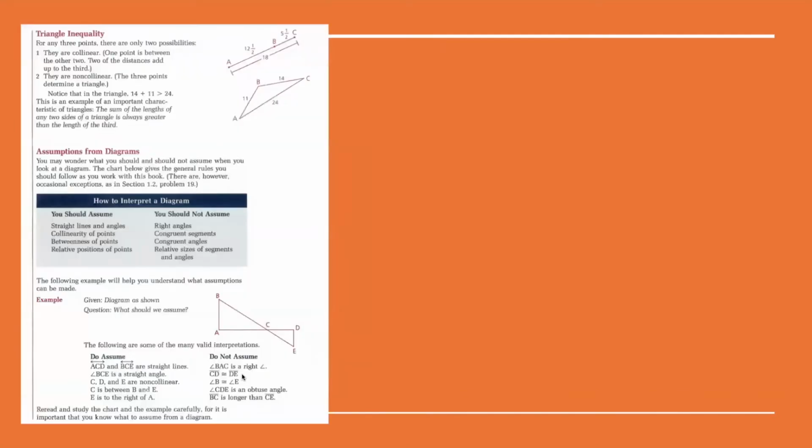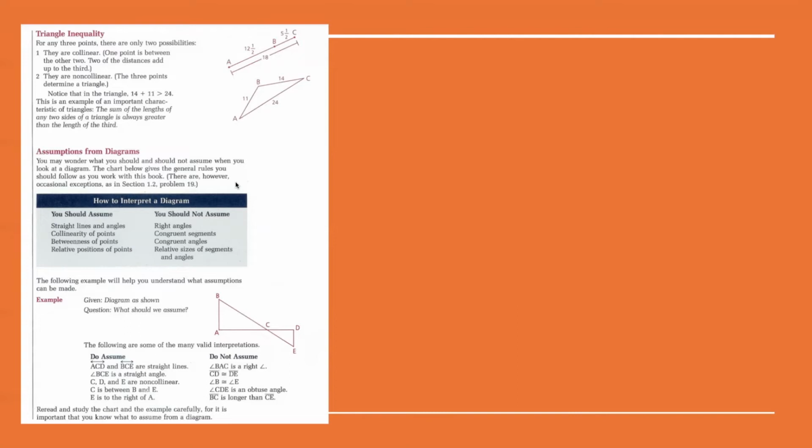Triangle inequality. For any 3 points, there are only 2 possibilities. One possibility is that they're collinear, which means that one point is between the other two. And the second option is that they're non-collinear, which means that the 3 points form a triangle. As you can see, triangle ABC and line AC. On line AC, A, B, and C are collinear. However, point A, point B, and point C are non-collinear, so they form a triangle.